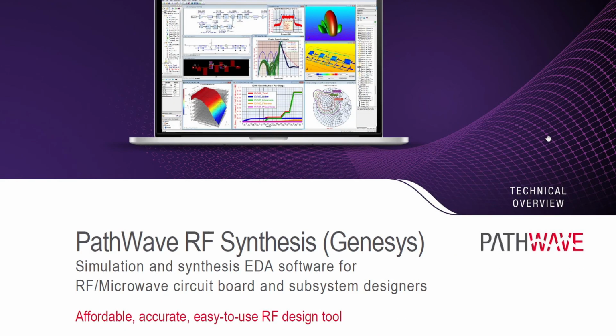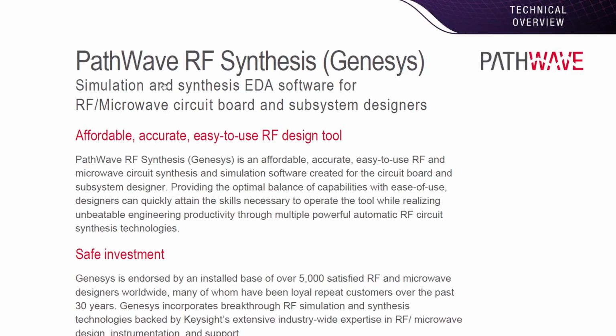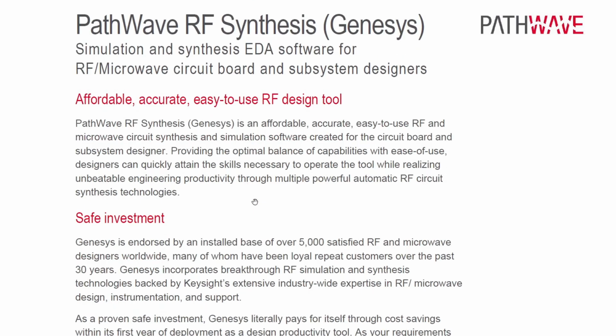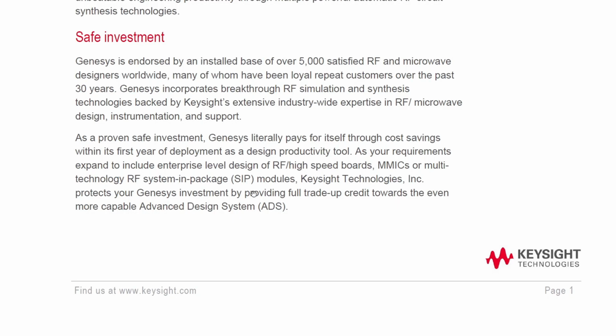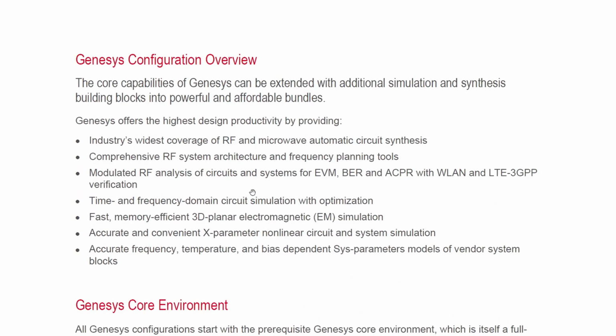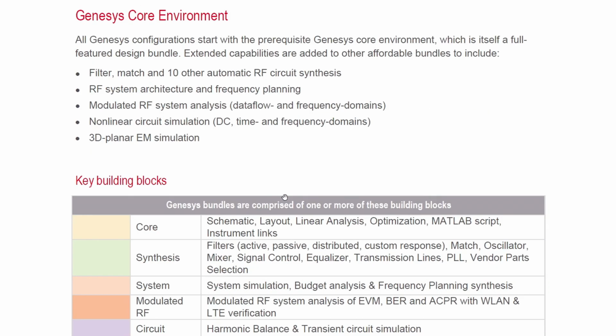And let's take a look at the data sheet for this thing. It's called PathWave RF Analysis, and the short term was Genesys. It says it's an affordable tool. Affordable is different for different people. I believe this is tens of thousands of dollars type of tool. It's kind of in line with other tools, some much, much more expensive, of course. But I think this one you could get for under $20,000, if I remember right. Let's see here. It's a safe investment. Okay. I'm going to go through this quickly, and then I'll show you the program.